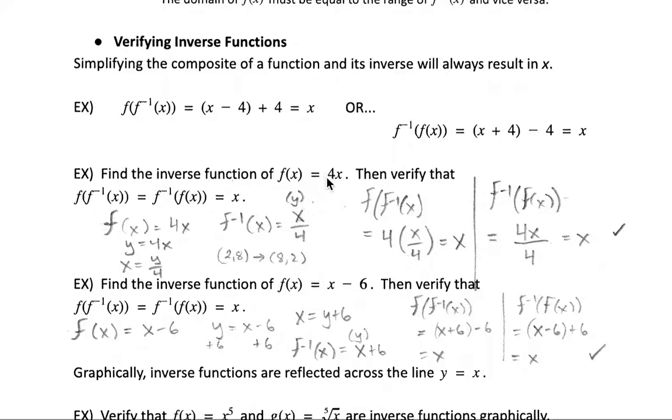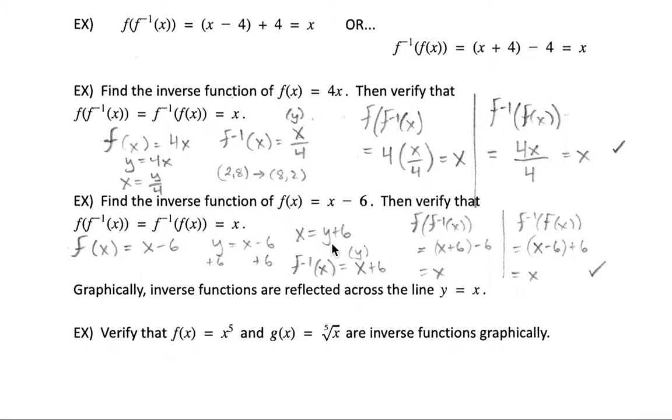So I'm going to take my original 4x and plug it into x divided by 4. So now I have 4x divided by 4. And again, the 4's cancel, and we're left with that x. It really doesn't matter which one of these you do first, as long as you do both of them and guarantee that you get x out of both of them. If that happens, then we know that we were correct in coming up with the inverse function.